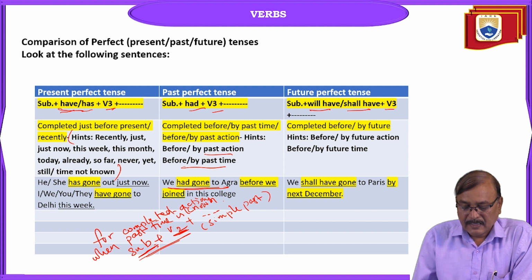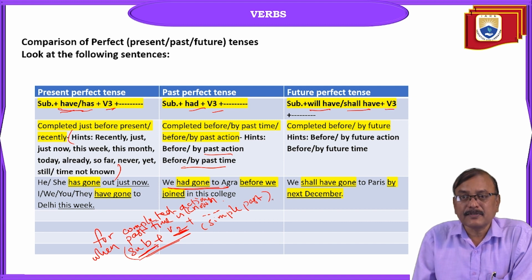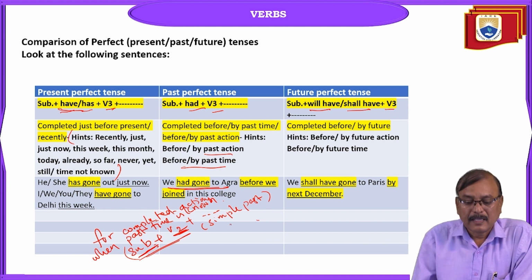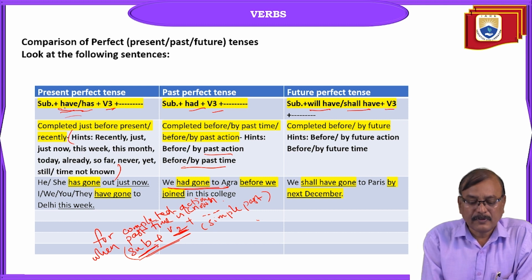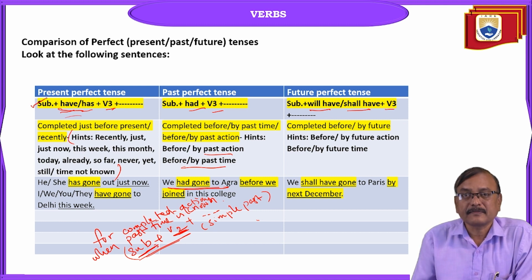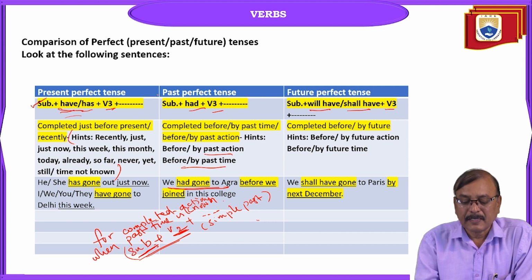Is it clear? See, subject plus V2 is used for past actions whose time is known, right? And for recently past actions or whose time is not known, we use present perfect tense. If the actions took place before another past, we use past perfect. Is it clear? That is subject plus had plus V3.